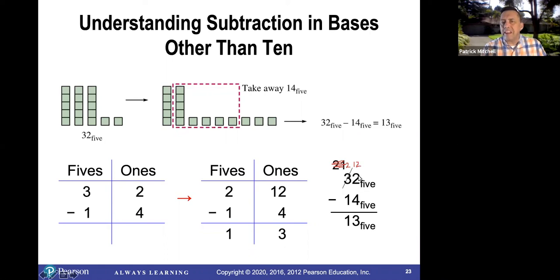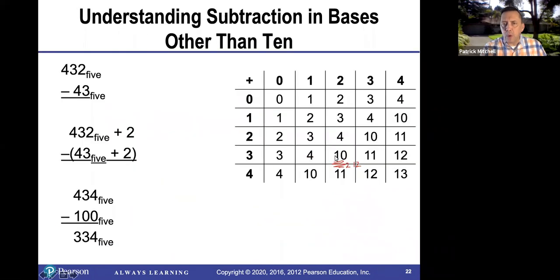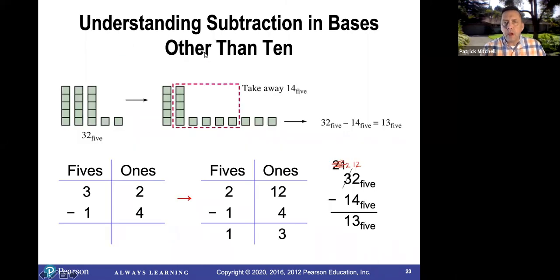And so using the addition table on the previous slide, let me just jump back to that for a second. We want to know what is 12 minus 4. So think of that as 4 plus blank equals 12. So here's 4, here's 12. The missing addend is 3. Okay, so that's how I get the 3 here, and then 2 minus 1 is 1.